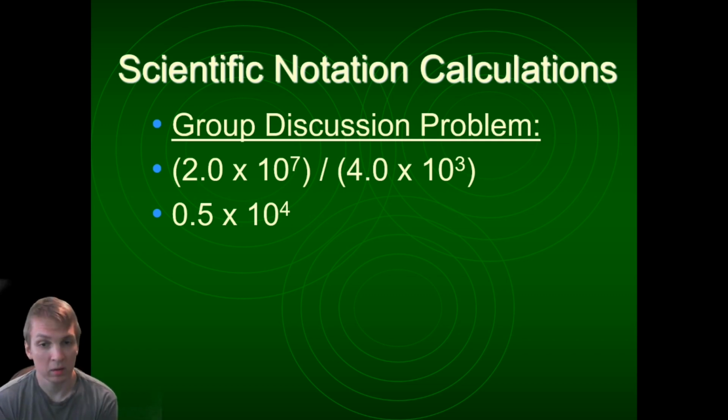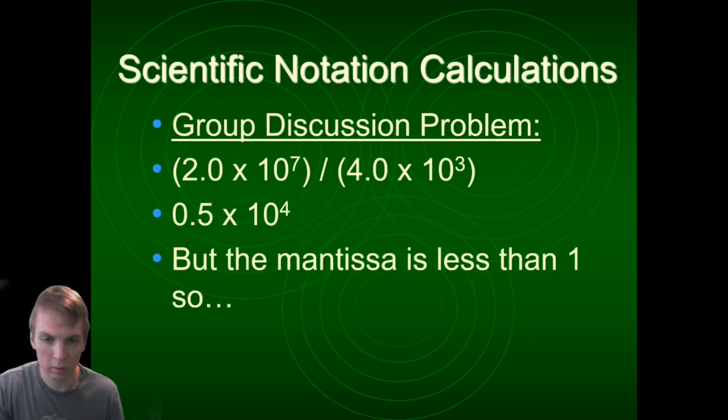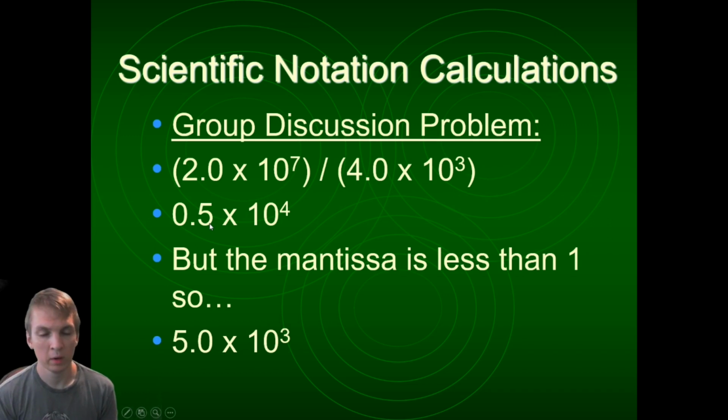All right, but once again, that mantissa is not between 1 and 10. 0.5 is less than 1. Therefore, we need to move that decimal so that the mantissa is between 1 and 10. So I'm going to move it one time to the right so that my new mantissa is 5. But when I move my decimal to the right, my exponent actually decreases by 1 for every time I move the decimal. So I went from 4 to 3, so the new answer is 5.0 times 10 to the 3rd.